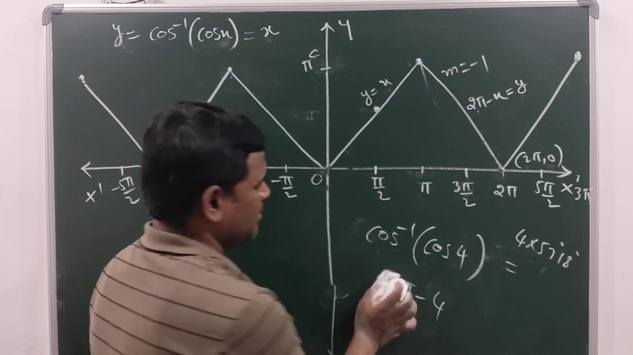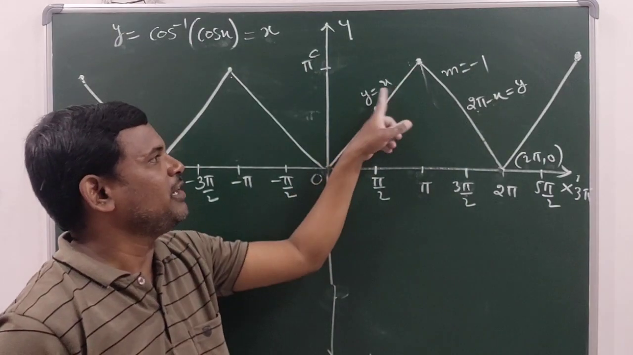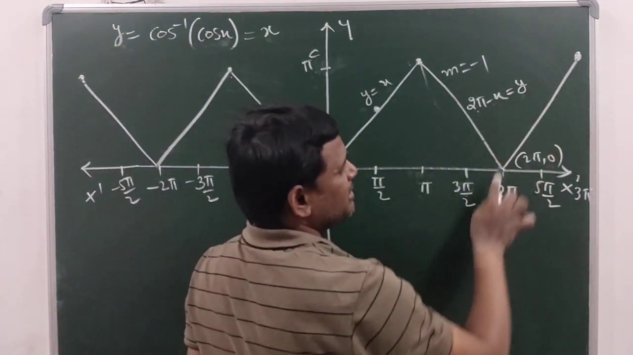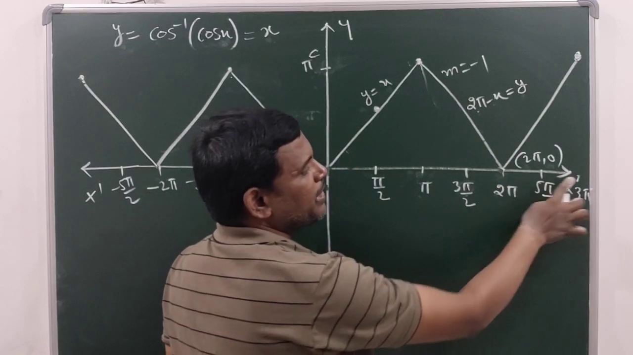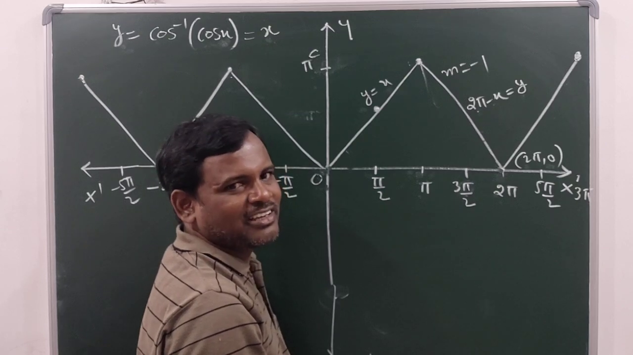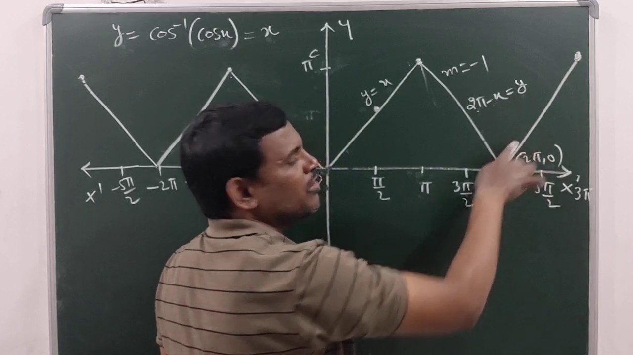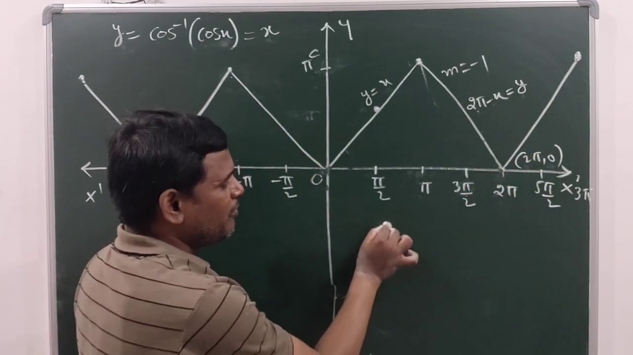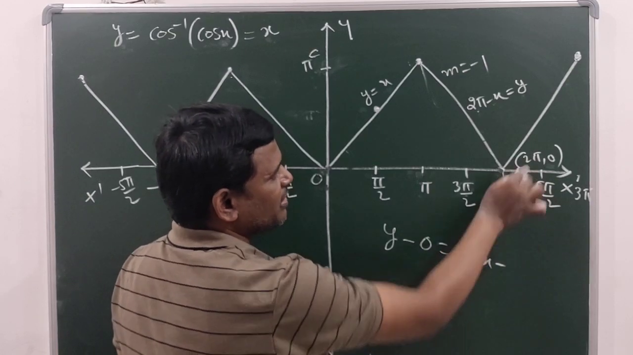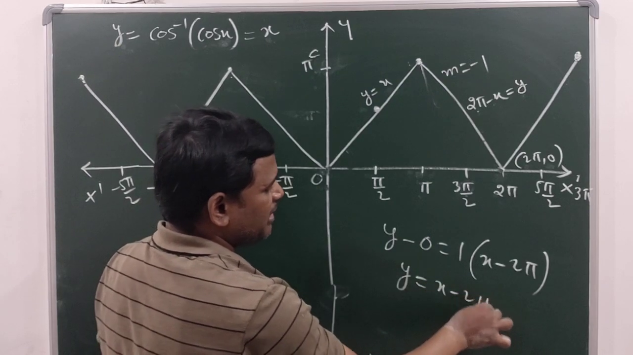Okay students, similarly here, in this interval y equal to x. In this interval y equal to 2 pi minus x. But here, in this interval, when x belongs to 2 pi radians to 3 pi radians, then what you have to write for y? It is passing through (2 pi, 0) and having slope 1. So y minus y1, y1 is 0, m value 1, x minus x1, x1 is 2 pi. Now simplify. So y equal to x minus 2 pi.